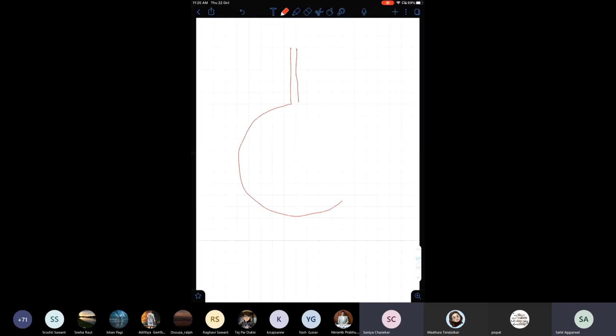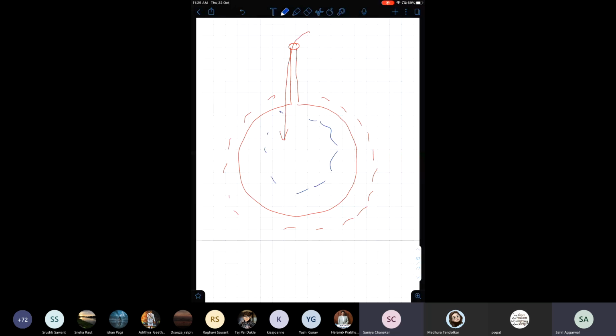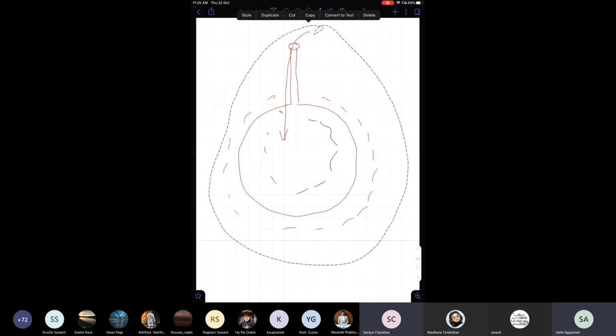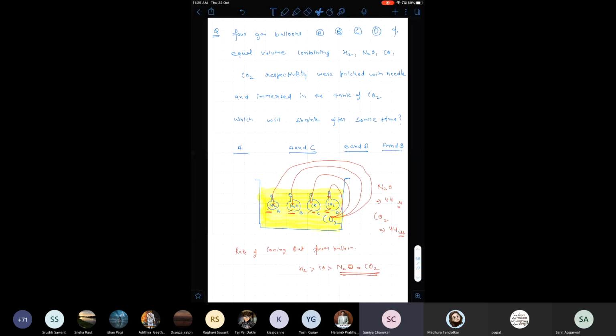Just wait a second. So if it is coming inside, then it will expand, and if coming out, it will shrink. It is the size of the balloon. That is why I'm giving you one more question like that, so that things will become more clear. Please do it fast.